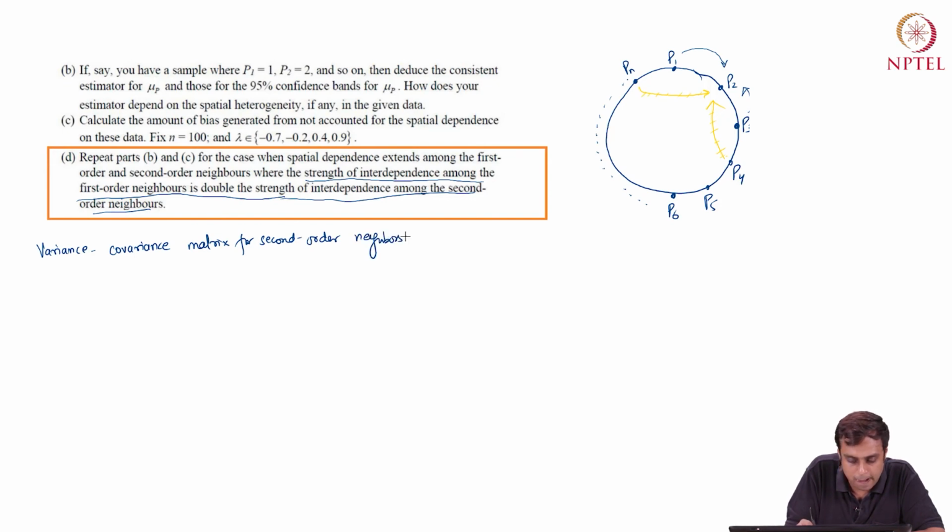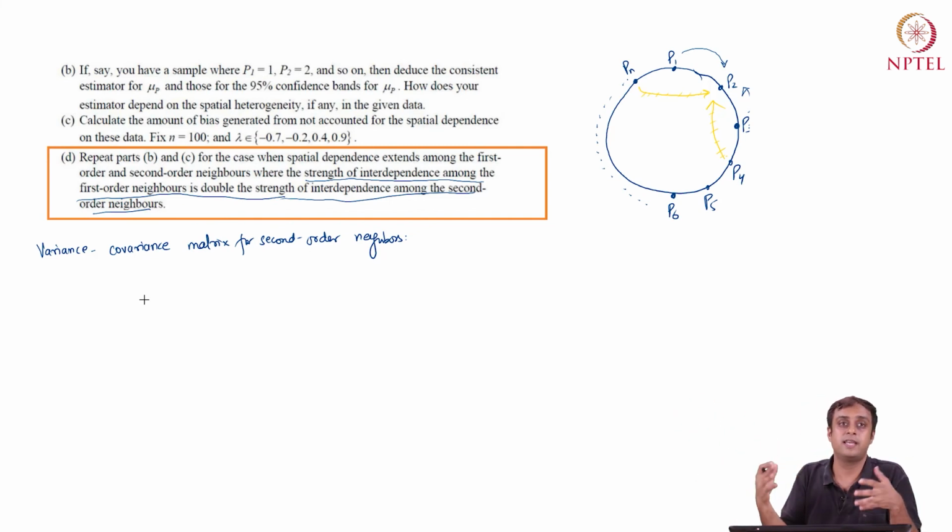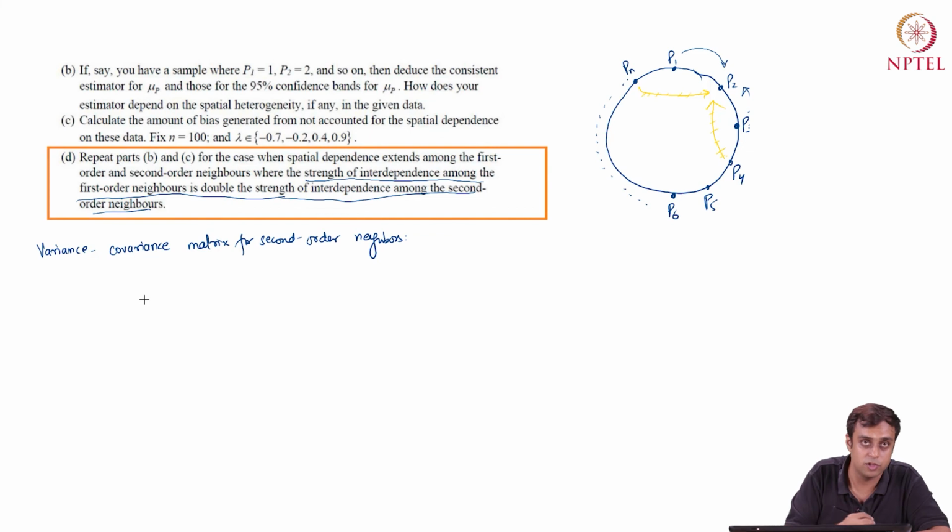Second order neighbors and first order neighbors. So we have neighborhood spillovers of the second order, right? So we are not just saying we are only second order neighborhood spillovers. That would be quite an unrealistic setting to work with.